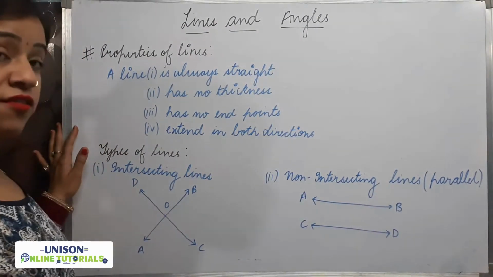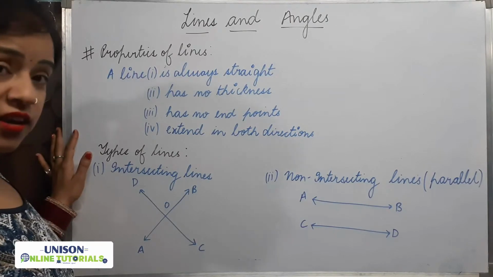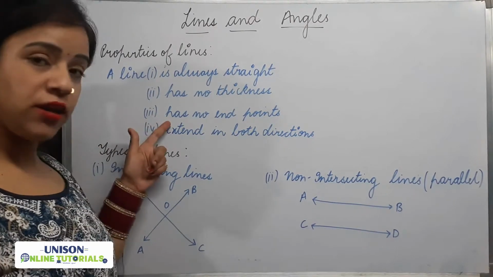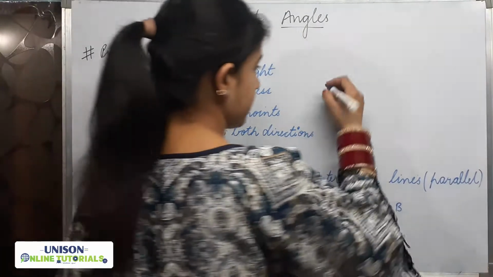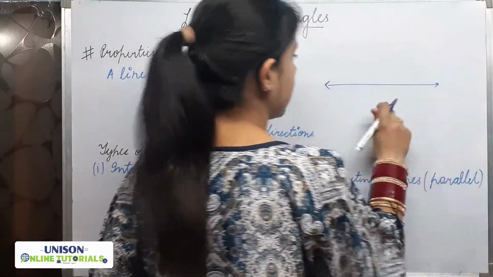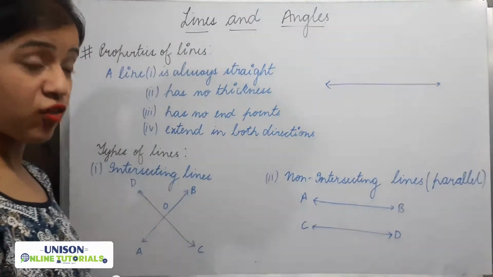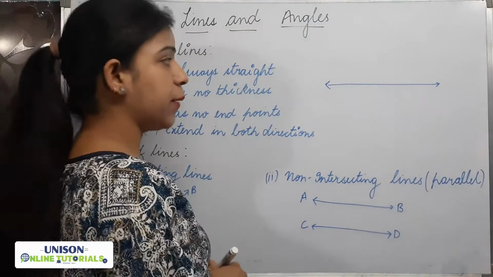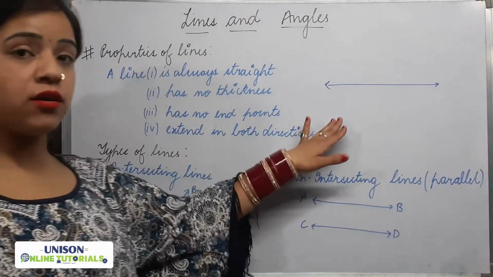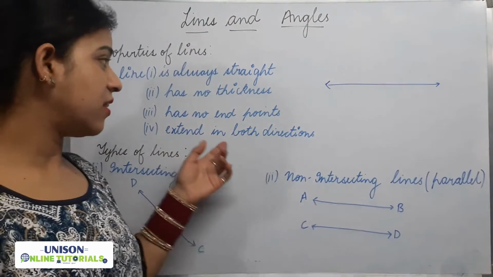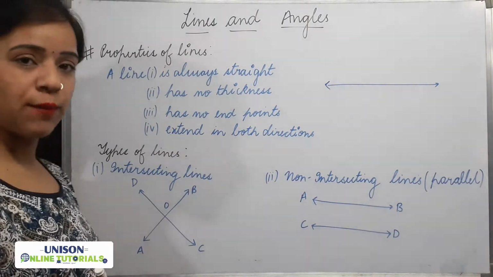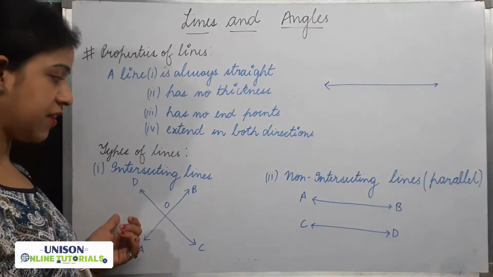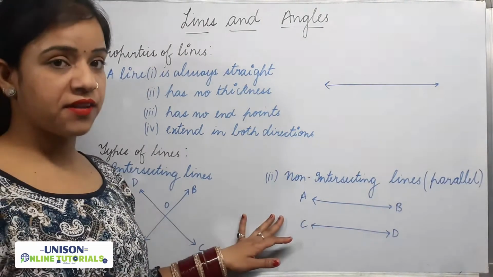A line is always straight, it has no thickness, has no endpoints, and we can extend it in both directions. This is an example of a line. It has no thickness, it is always straight and has no endpoints. That's why it is called a line. We can extend this line in both the directions. Now we have two types of lines. First one intersecting, second one non-intersecting lines.